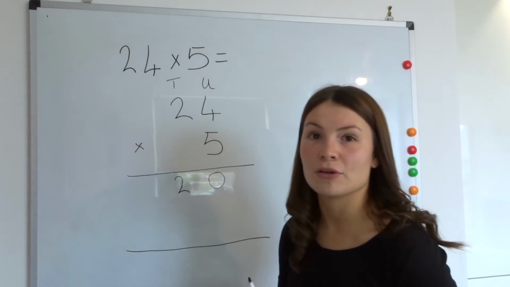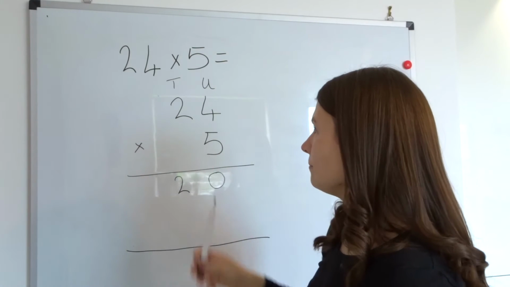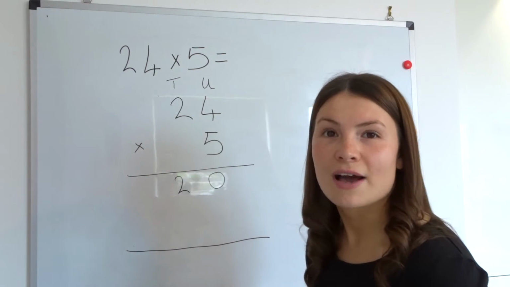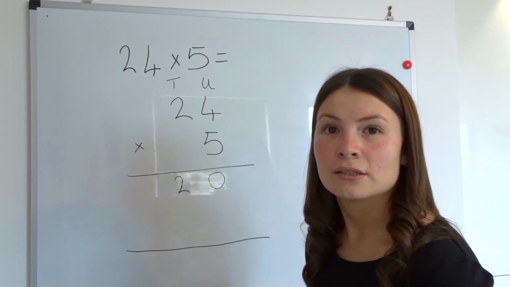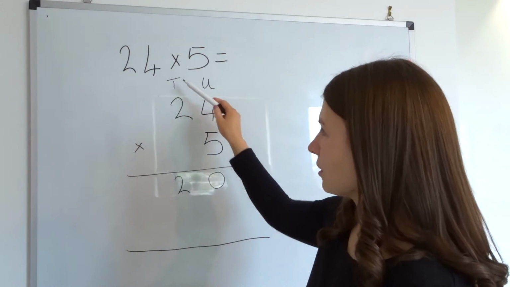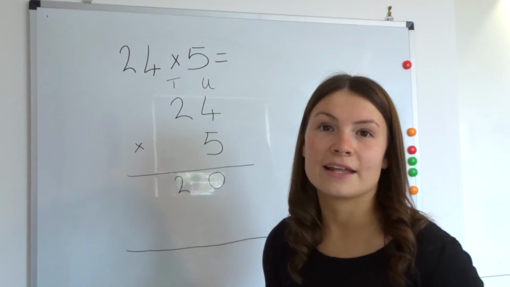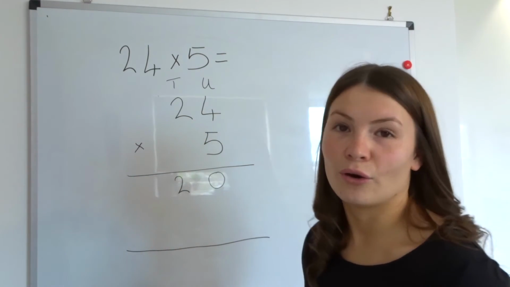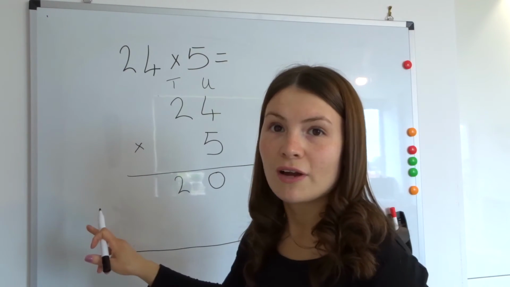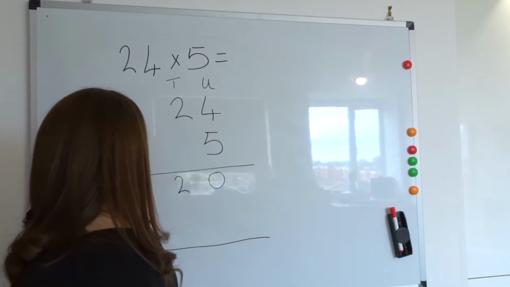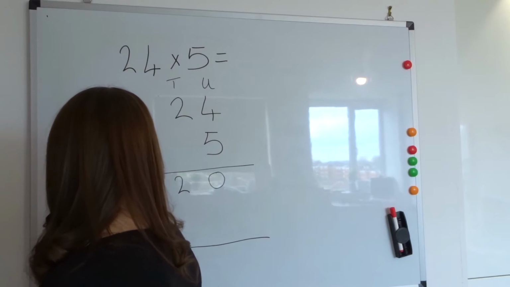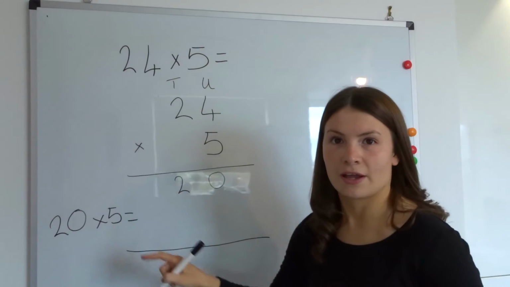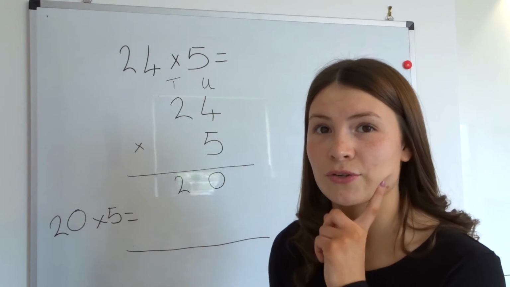Okay, so we're now going to move over to our tens column. What's the value of that number there? 20, you're right, it's 20 because there's a 2 in the tens column. So the value of this number here is 20 and not 2. So I'm just going to write that over here to remind me. 20 times 5. Now 20 times 5 seems a little bit tricky to me.